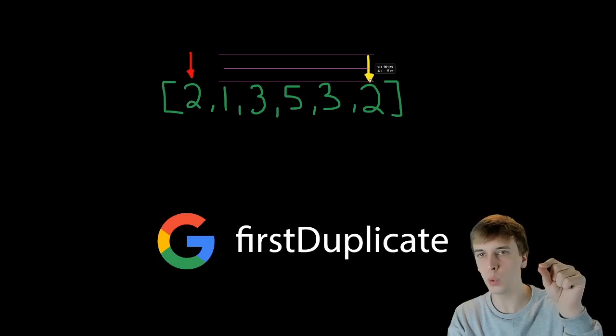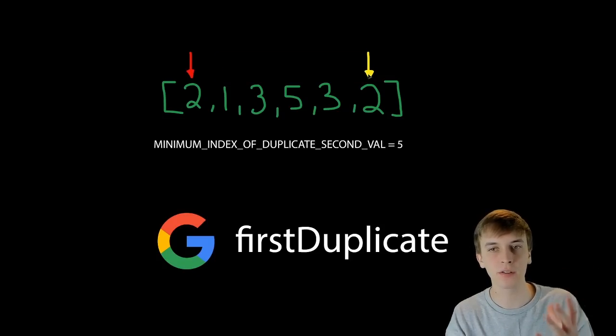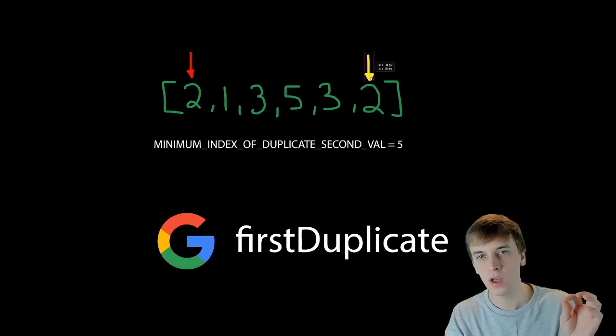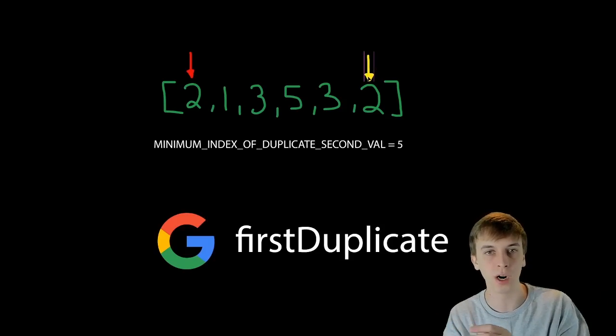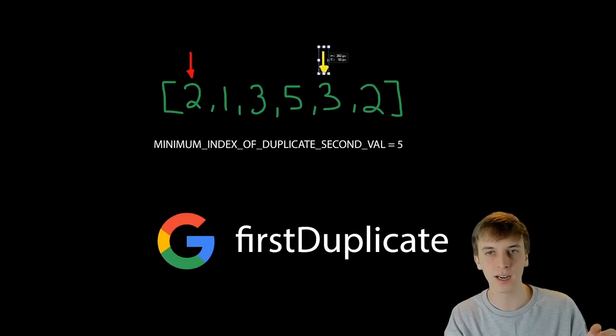and we find the duplicate. We can keep a minimum variable, maybe something like minimum index of duplicate second val. That's a very, very long variable name you wouldn't want to use, but I want to be descriptive here. We would want to keep track of the index that is minimum, where it's a second value where we see a duplicate, right? So we see this 2, and we get down here, and every time we see a duplicate for the second time, we see all this value.